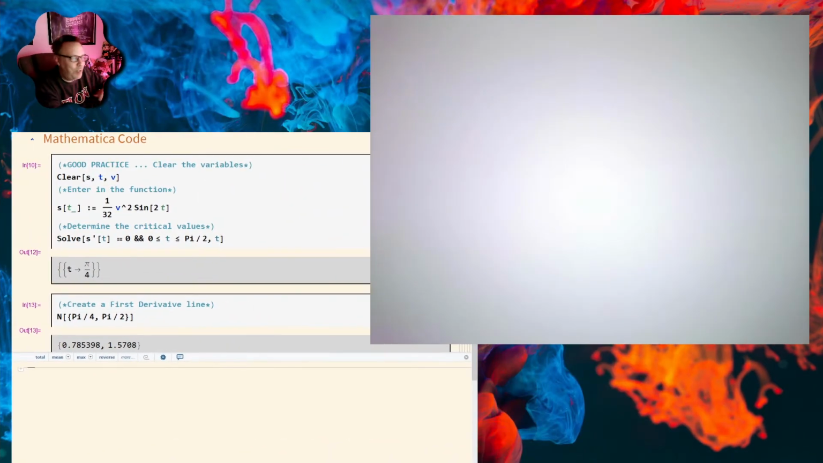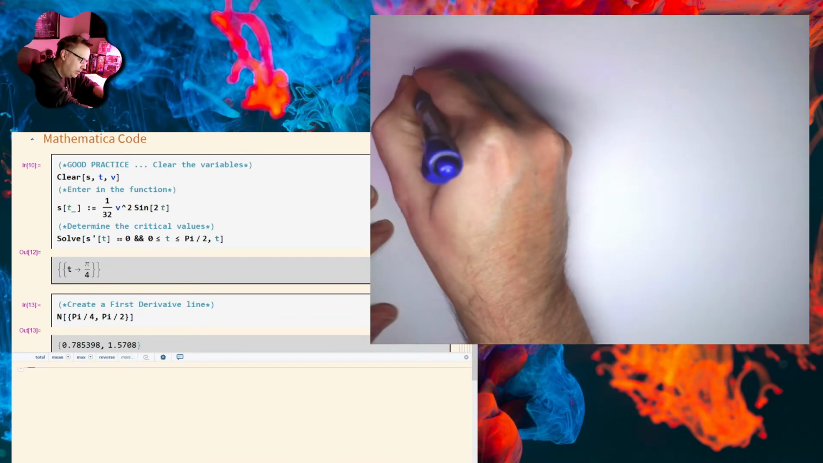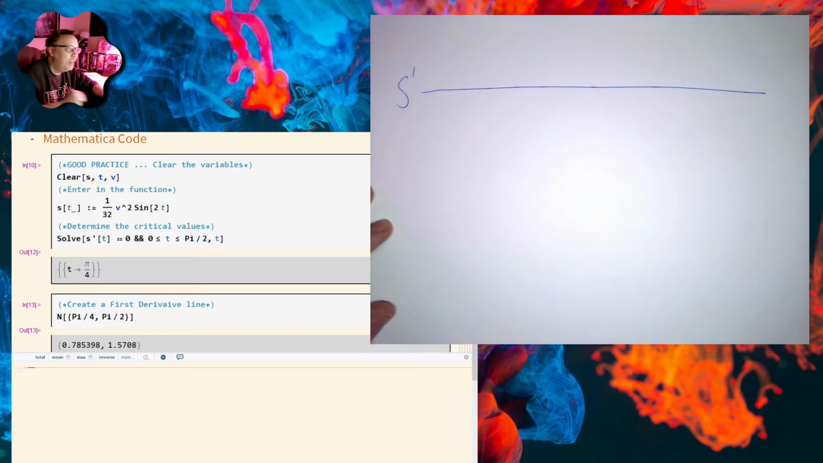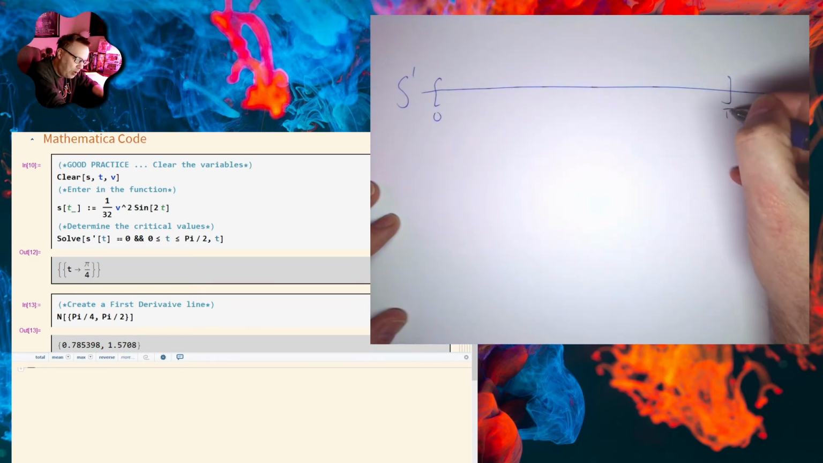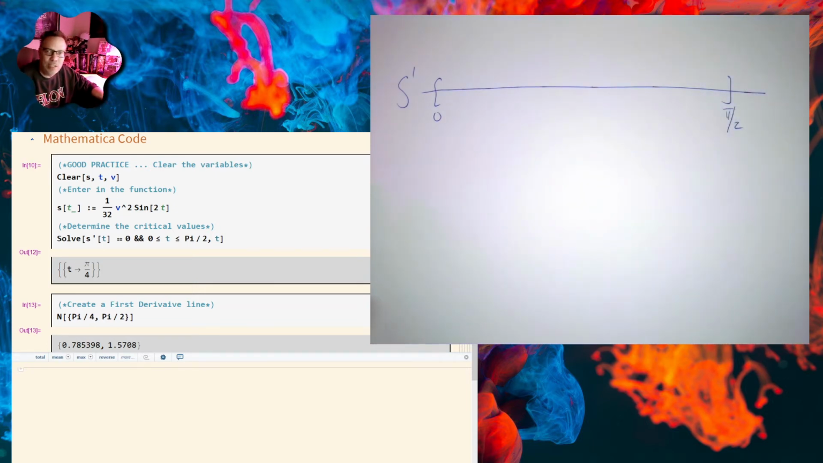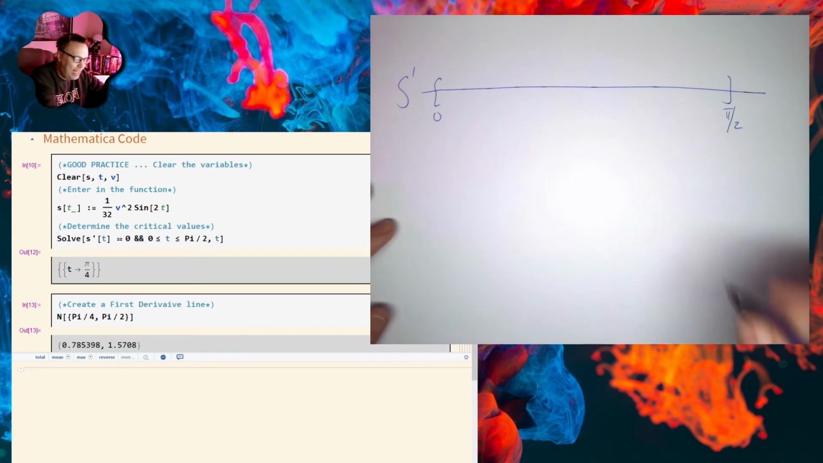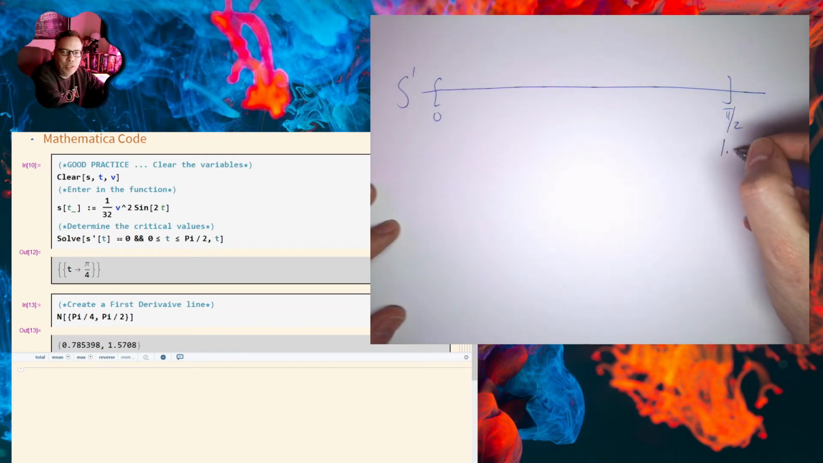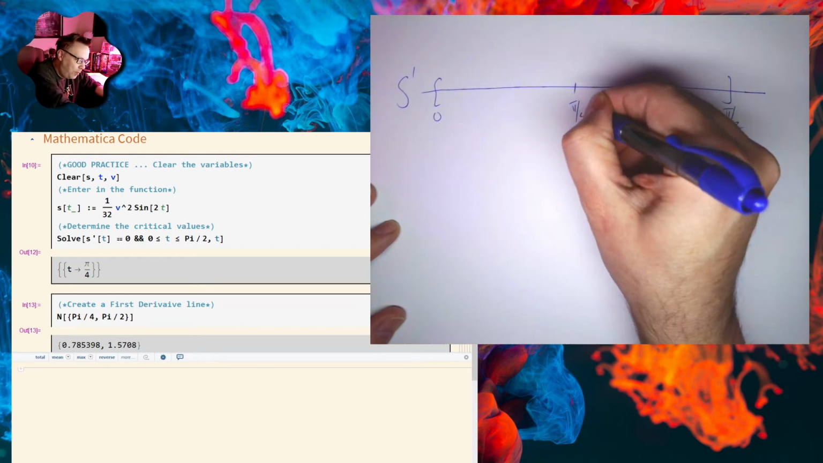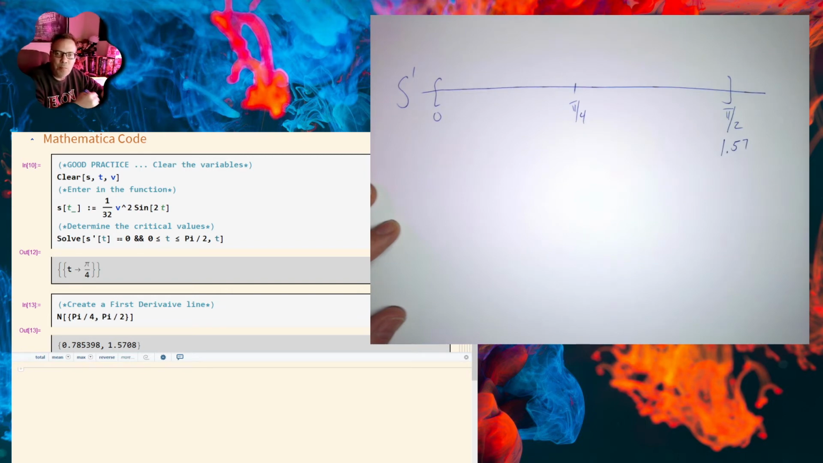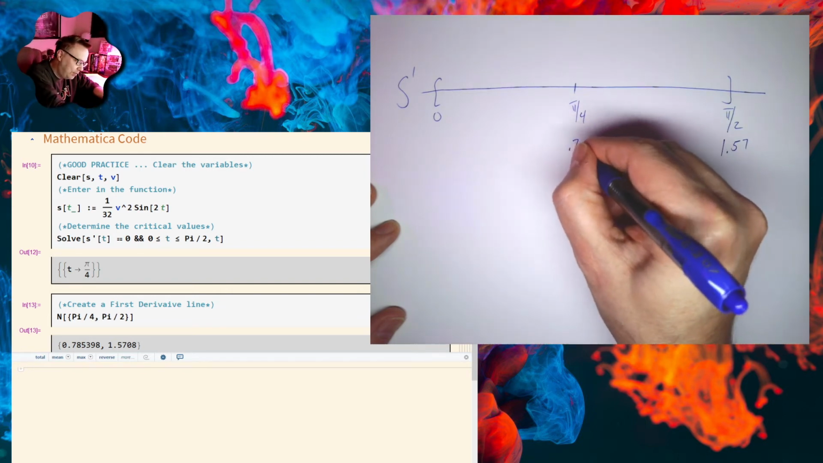So I'm going to transfer that to a first derivative line. I know my starting value is 0 and my ending value is pi over 2. That's what it said in the original problem. And I know this is about 1.57. And then in the middle, pi over 4, this is about 0.79.